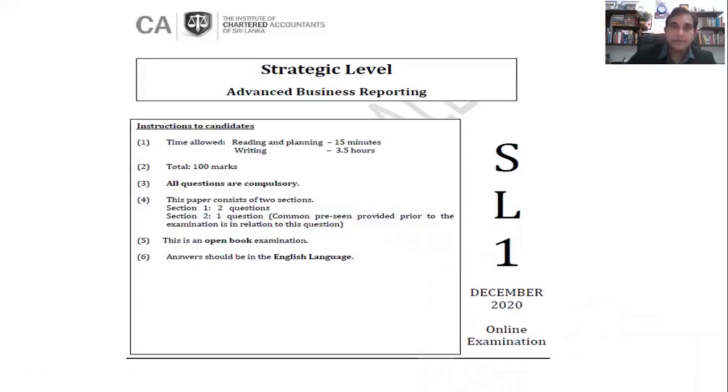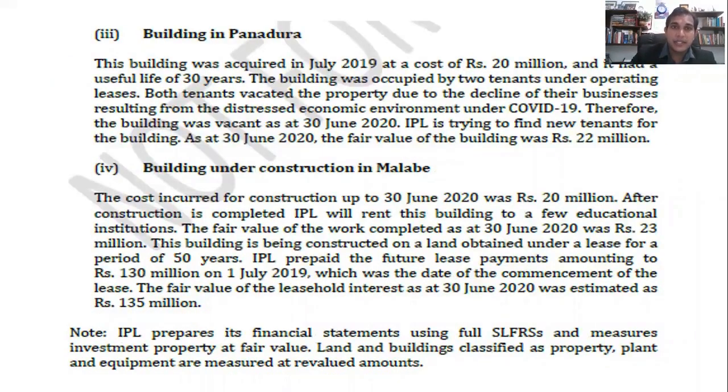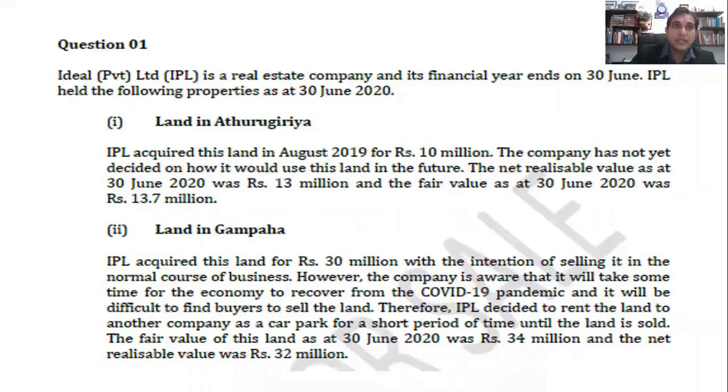Online examination, Advanced Business Reporting, strategic level. So you are given four properties. Okay, let me read this first. Ideal Private Limited, IPL, is a real estate company and its financial year ends on 30th June. IPL held the following properties as at 30th June 2020.